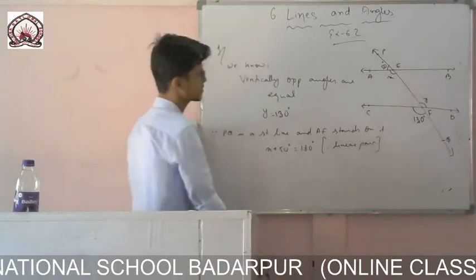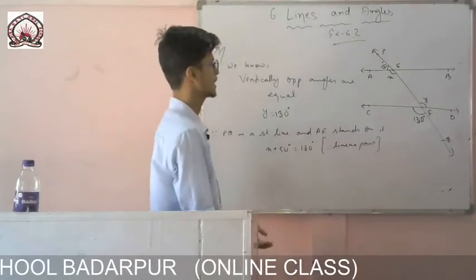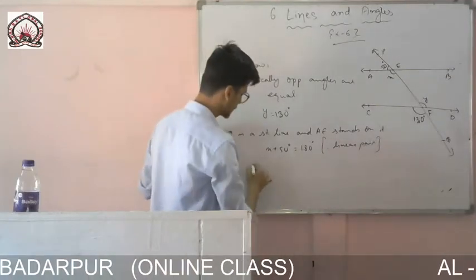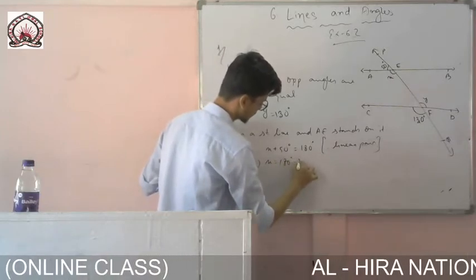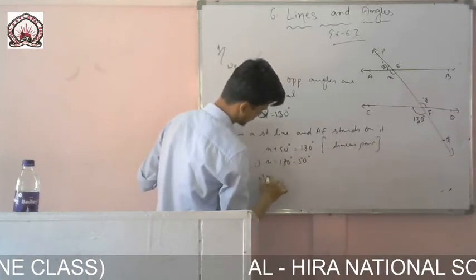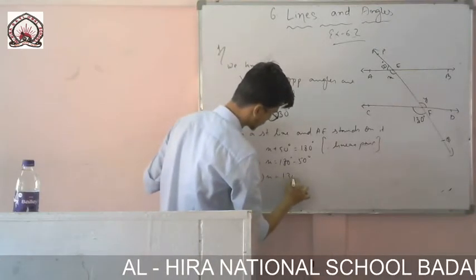Or directly also you can write, rather than giving the names and all, directly you can write x plus 50 is equal to 180 since linear pair. So after that I can find it very easily. So x will be equal to 180 minus 50, which implies x is equal to 130.